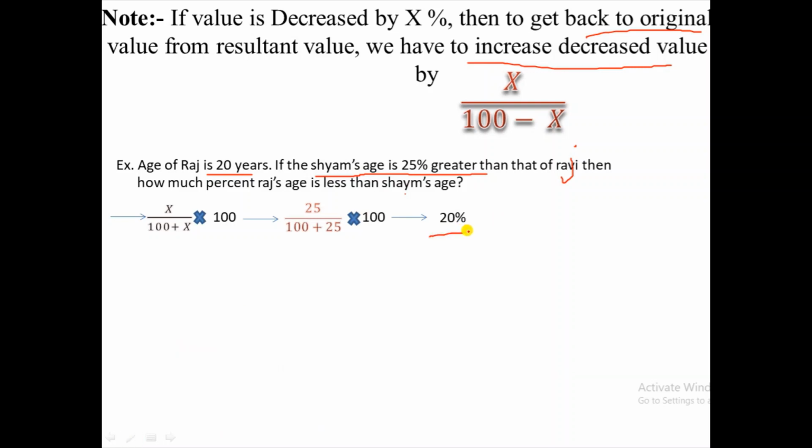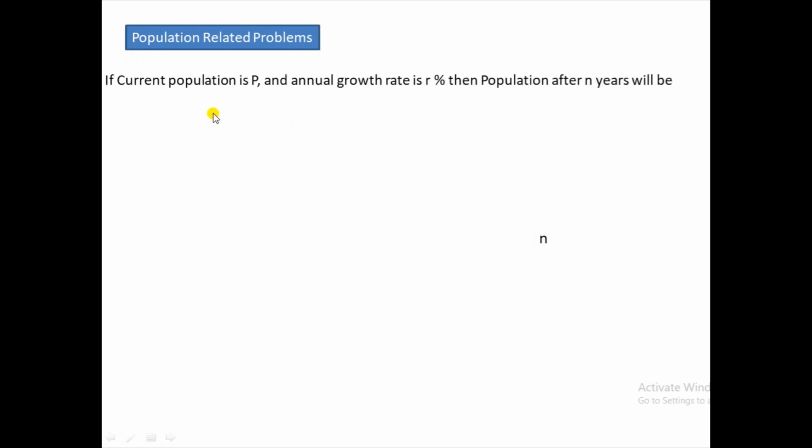X by 100 plus x. The value of x here is 25%, or simply 25. So 25 divided by 100 plus 25, into 100, and simply we will get 20%.